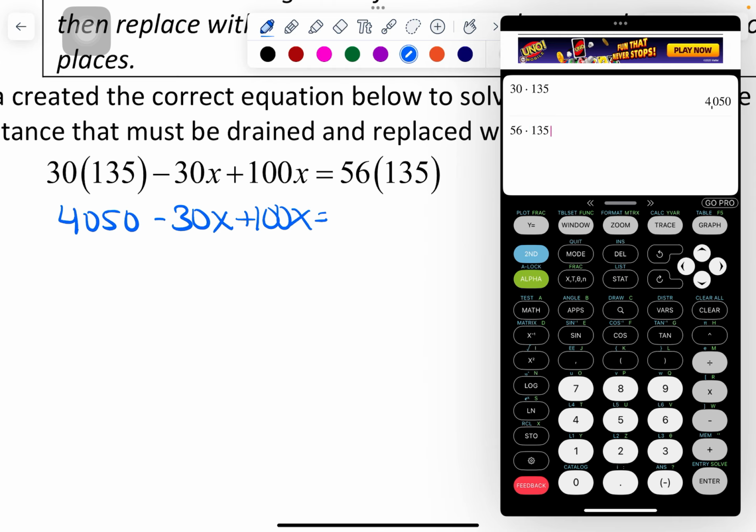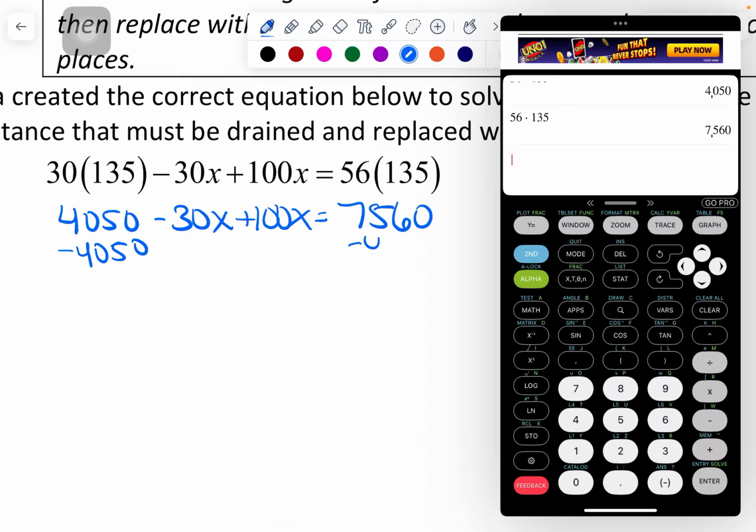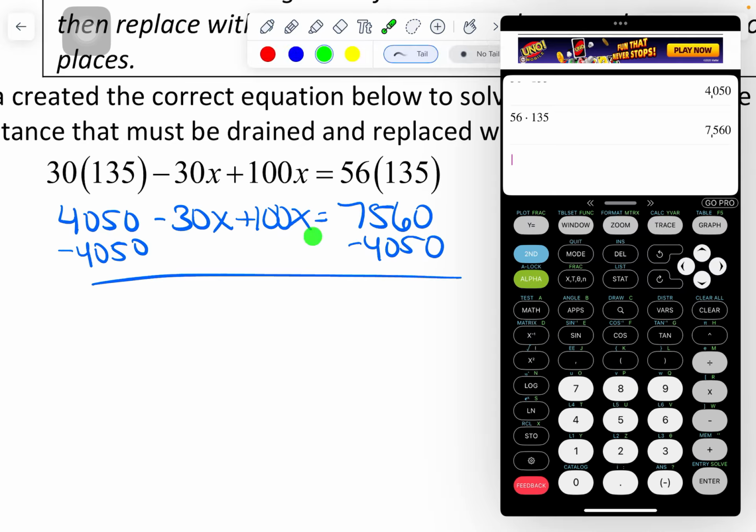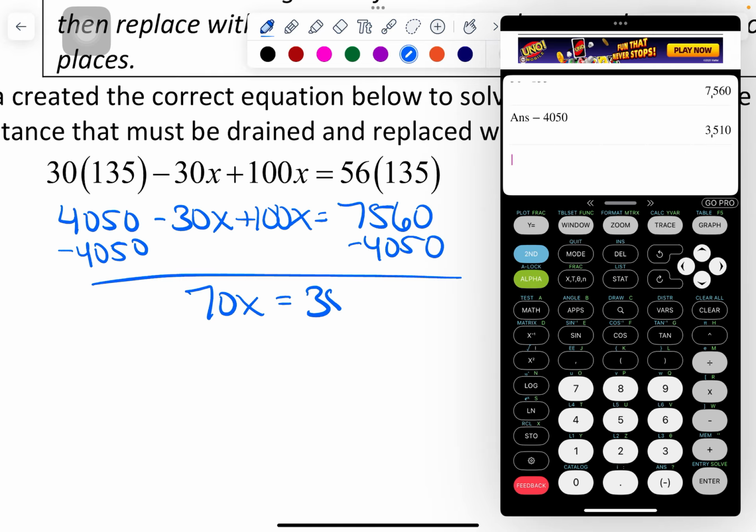7560. Okay, I'm going to subtract 4050 from both sides. And I'm also going to combine these 2 terms in the middle there. So that's going to be 70x equals, let's see, 7560 minus 4050, 3510, dividing both sides by 70. All right, divide by 70.